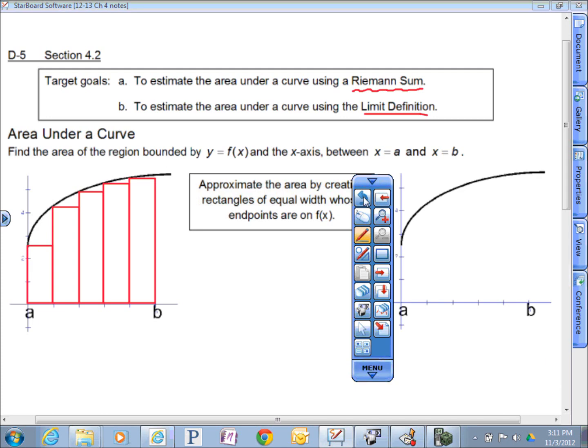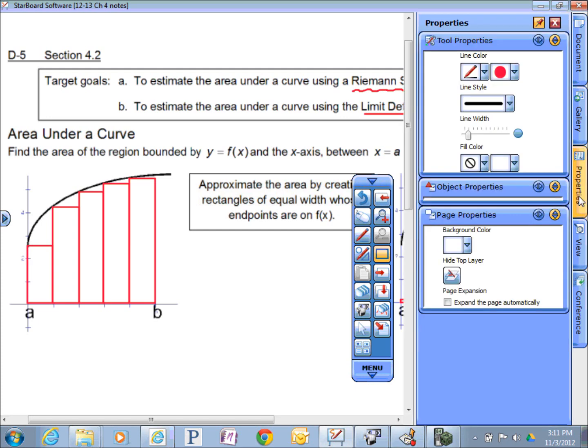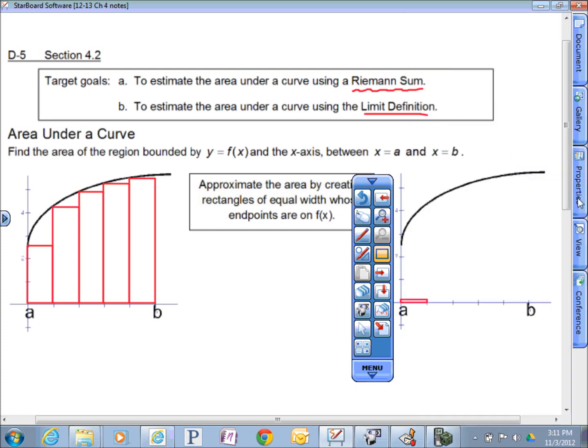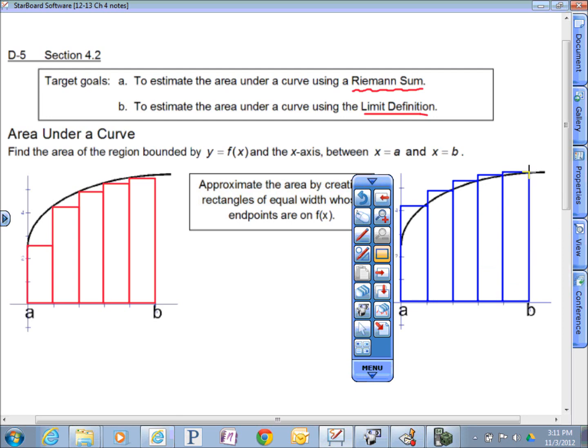Now on the other side, on this other picture, I'm going to do the same thing, but this time, instead of having the left side of my rectangle hit the f of x, I'm going to have the right side of my rectangle hit the f of x. So what's that going to look like? I don't want red. Let's make it blue. So this rectangle, we're going to have the right side of the rectangle hit the graph. And last but not least. Okay, so we've got red and we've got blue.